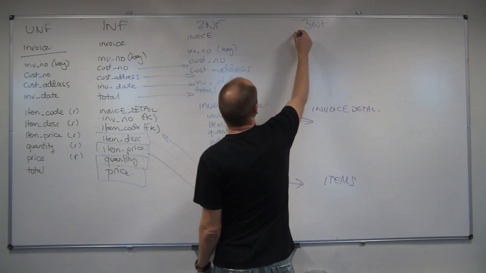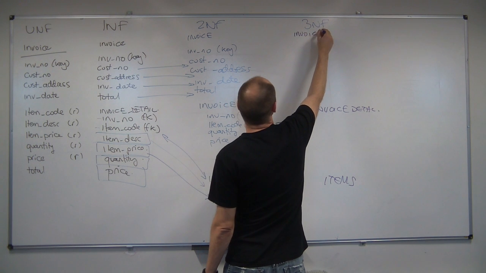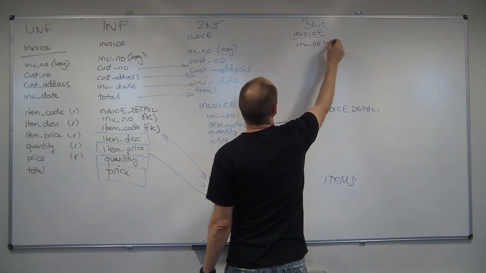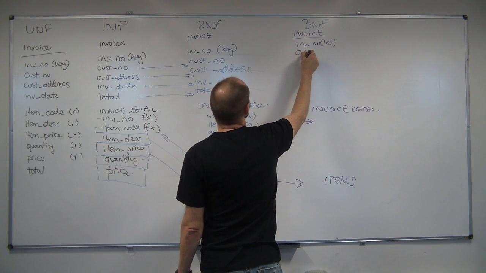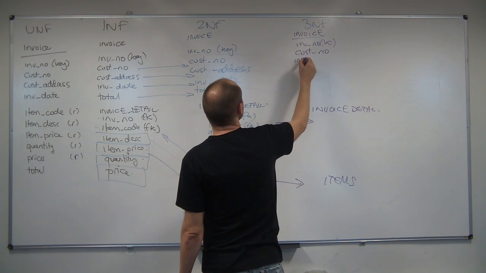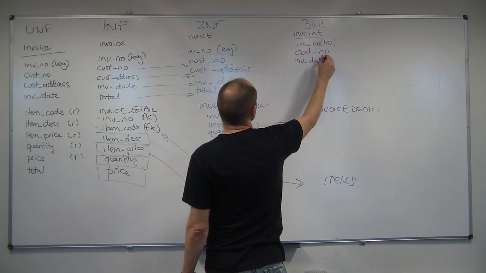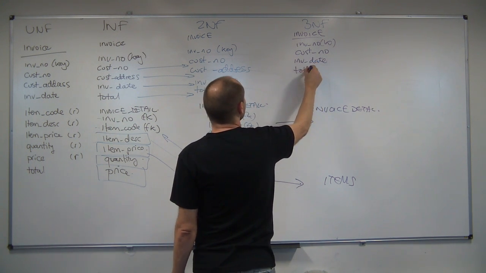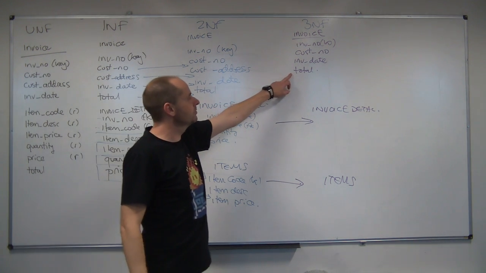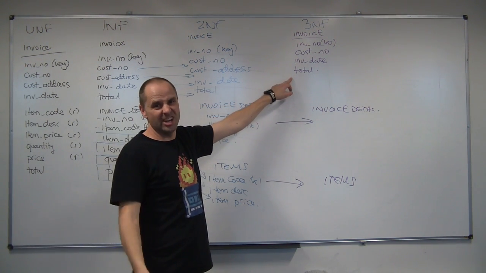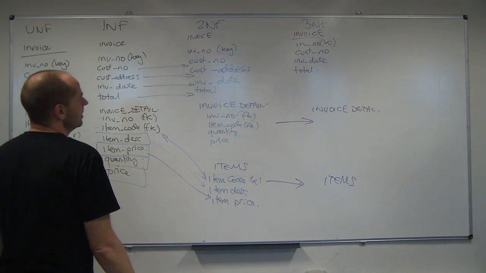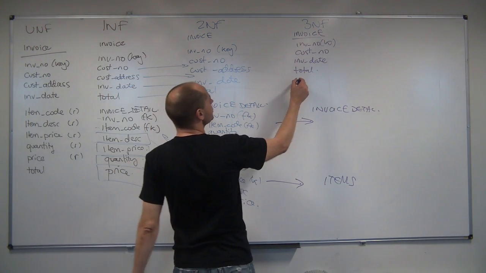Alright, so I've got invoice. So I'm going to keep all the invoice stuff. So I've got invoice number, which was my key. I've got customer number, which tells me what customer did it. I've got the date the invoice was generated, or the sale. And I've got the total for it. Now, for argument's sake, you might not need to do that because you can generate that whenever you generate an invoice, but it might be nice to store it. It's up to you.